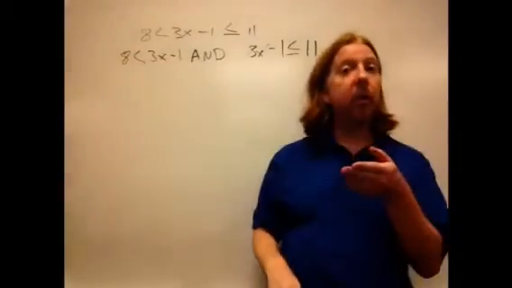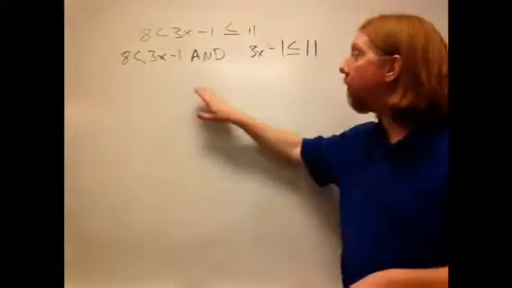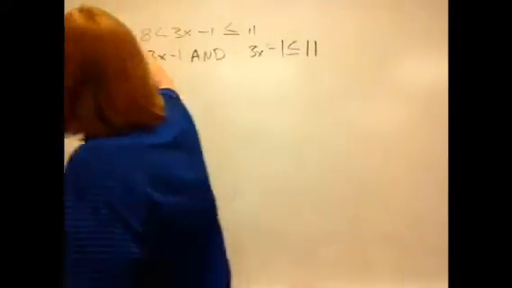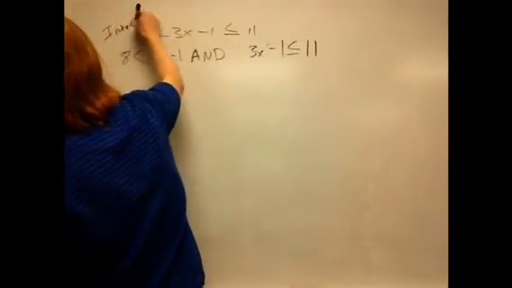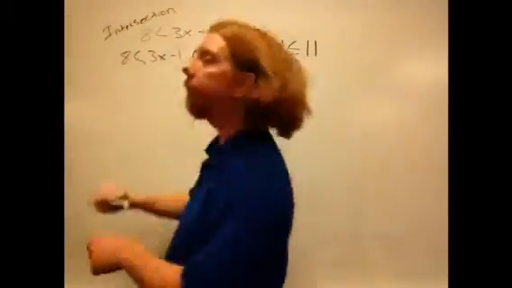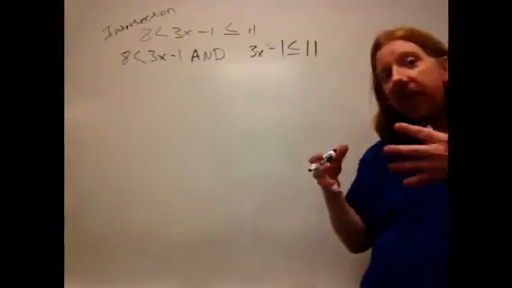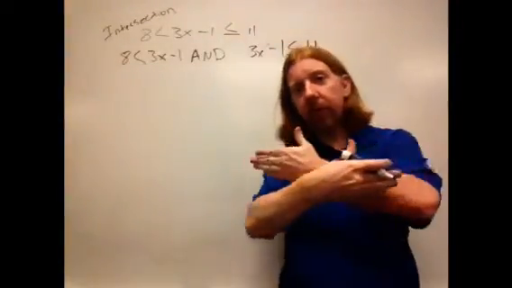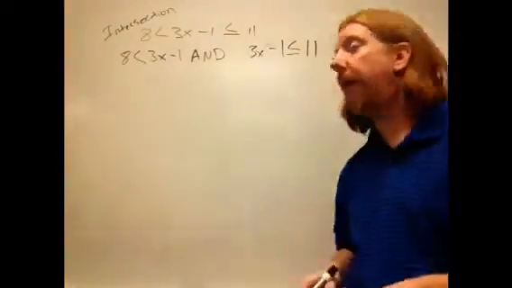Also gives me a cue that when I go to graph it, I want to be looking for an intersection or an overlap. I want that thing where the two mesh. Because one line's going to be going one way, one's going to be going the other way, and I'm looking for that part in the middle where they overlap.